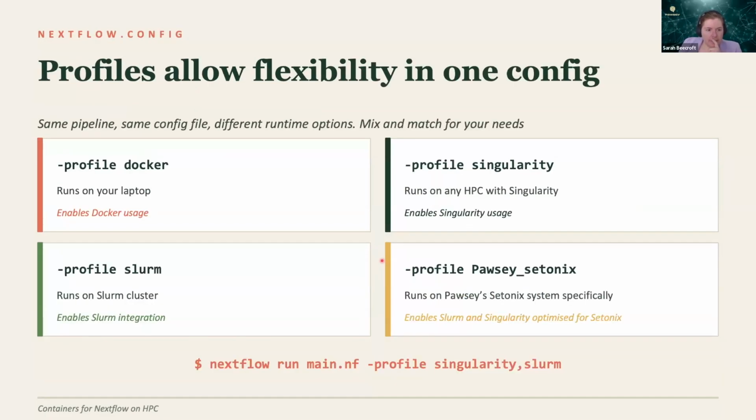And I guess this is getting the point across that you can mix and match these as well. So you might have a Docker profile, Slurm, Singularity, and a lot of institutions now also provide their own profile. So Pawsey has one for Setonix, NCI has one. If you're running on some cluster overseas, many of them have their own profiles, which you can find online, which can be quite handy.